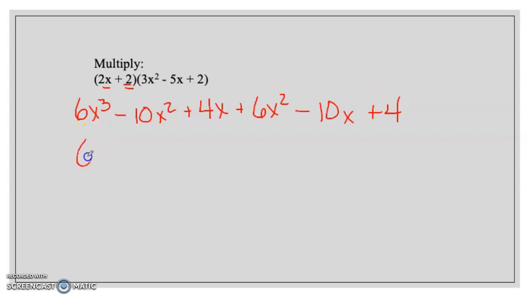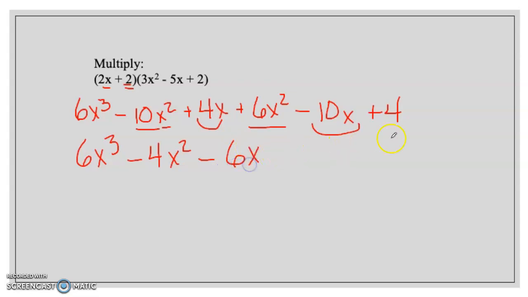This is the only x cubed term. We have an x squared and an x squared that we can combine and get negative 4x squared. And we have an x term and an x term that we can combine and get negative 6x. And then we have this number that has no other number to combine with. That is multiplying polynomials.